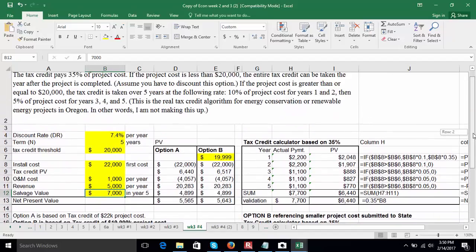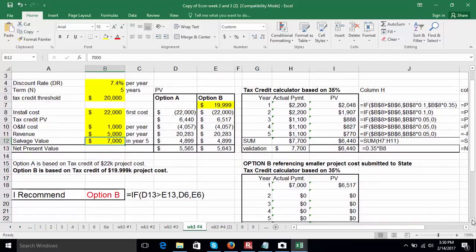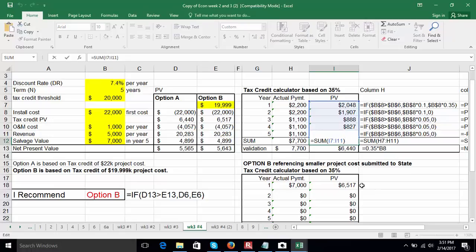So in option A, there's our cost, if you will, 22,000. Now let's see where this number comes from. So in option A, we're looking at the value in I12, which was 6440. Where did that come from? It came from the sum of 7, 8, 9, 10, 11, those 5 values. Where did they come from?